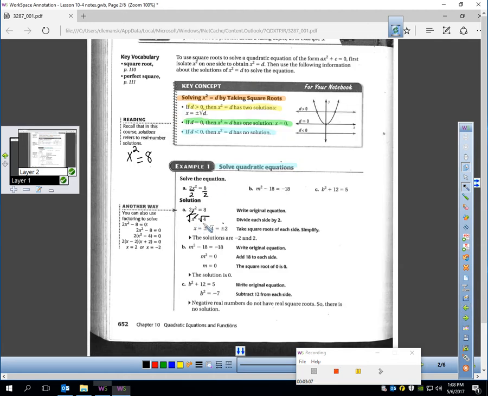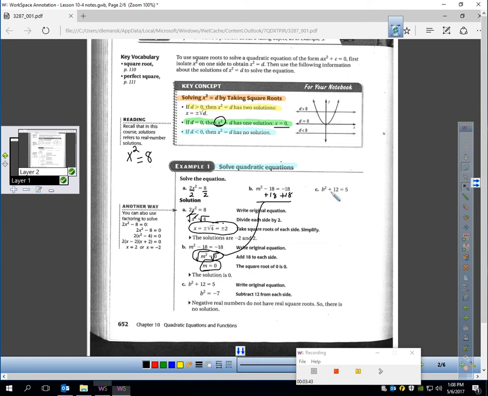So when you take the square root, you get two solutions. The square root of 4 is 2, but it could also equal negative 2. So we're going to end up with two solutions to the problem. Okay? Let's do this next sample. I got to get m squared by itself. So I am going to add 18 to each side, which would give me m squared equals 0. And remember, if we have our variable squared equaling 0, we get one solution. If you square root each side, the square root of 0 is 0. So m will equal 0.